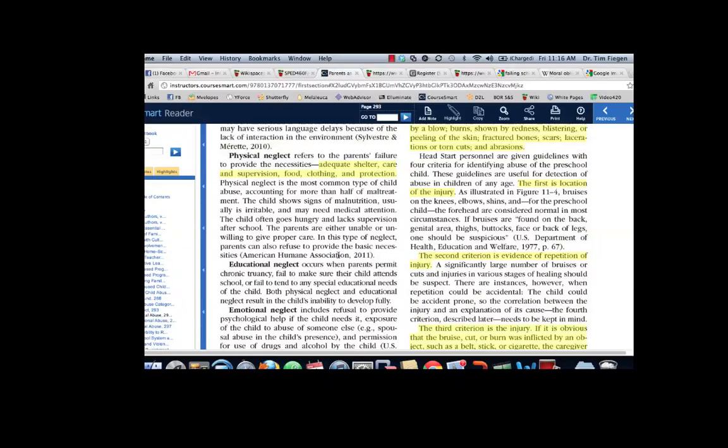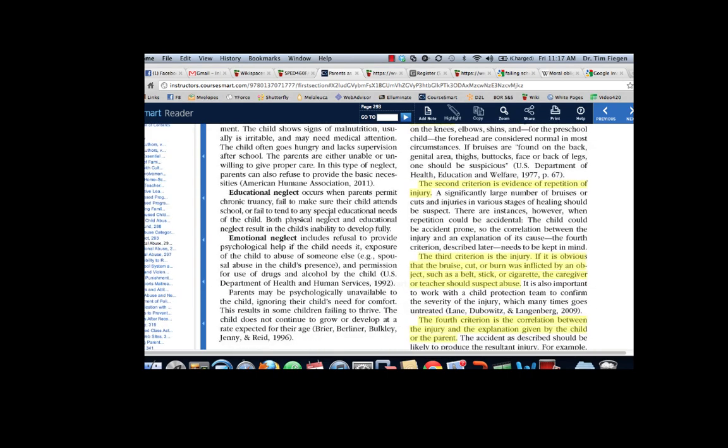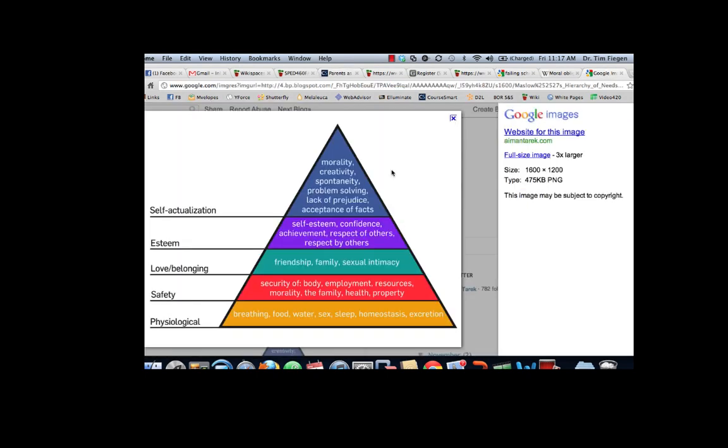And so you bring that in, and it's this part here: adequate shelter, care, and supervision, food, clothing, and protection. That's what I want you to bring in. It's either the failure to provide these necessities. And then in educational, when parents permit chronic truancy, fail to make sure the child attends school. Again, a lot of times I saw this because the child didn't want to go and the parents were so overwhelmed they didn't have the strength to make the child go.